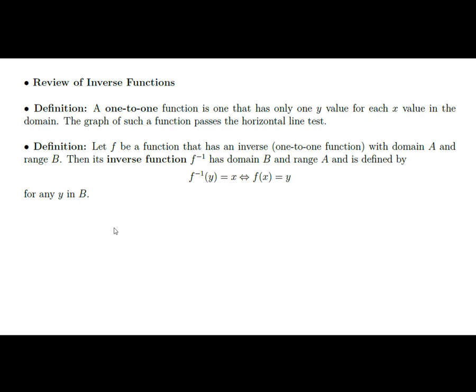Just as an example, if I have, let's say, a line, y equals 2x, this is one-to-one. The reason it's one-to-one is because if I look at any particular y value, there's only one x value that goes with it.